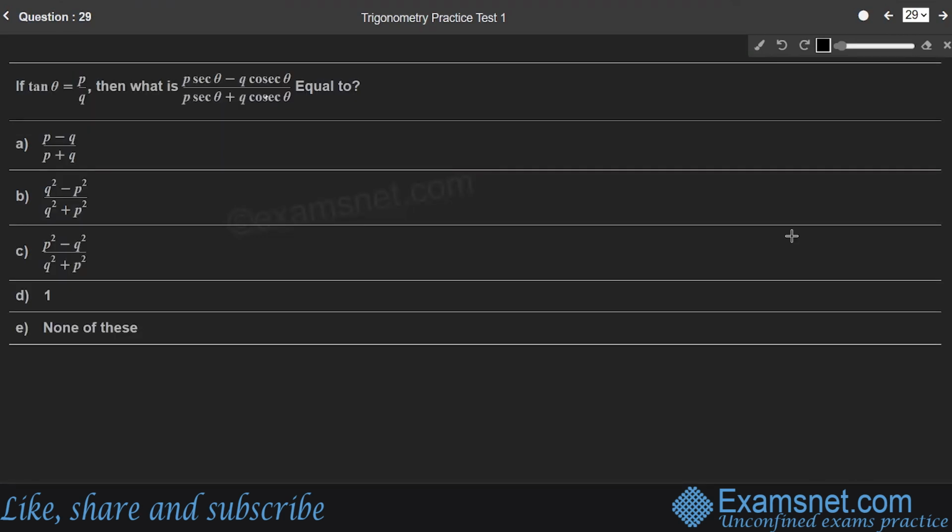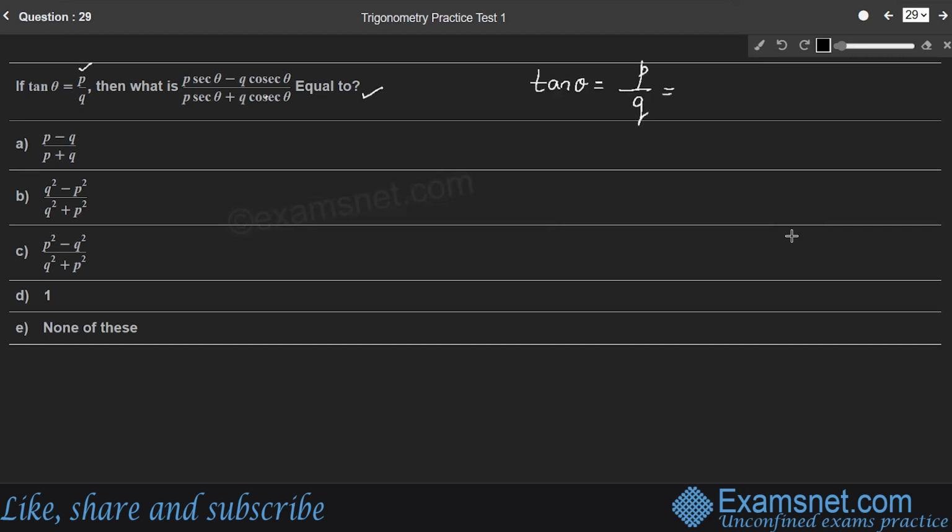Question 29. If tan theta is equal to P by Q, then what is (P secant theta minus Q cosecant theta) divided by (P secant theta plus Q cosecant theta)? So very easy question, students. Here tan theta is given, right? Which is P by Q.